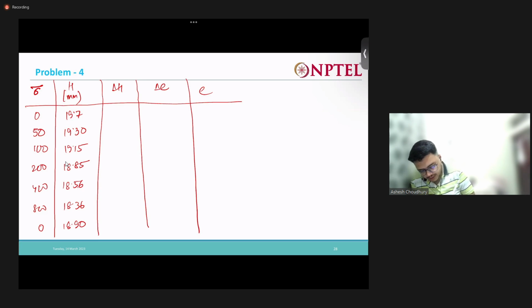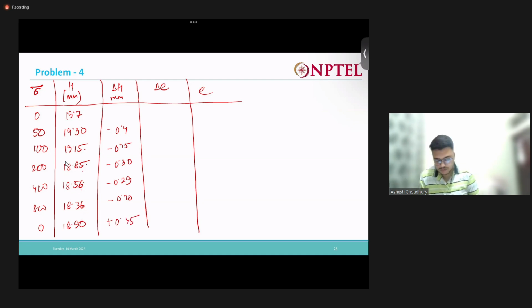Okay, so from here to here, how much does it change? Minus 0.4. From here to here? Minus 0.15. From here to here? Minus 0.30. From here to here, minus 0.29. From here to here, minus 0.20. From here to here, plus 0.45.